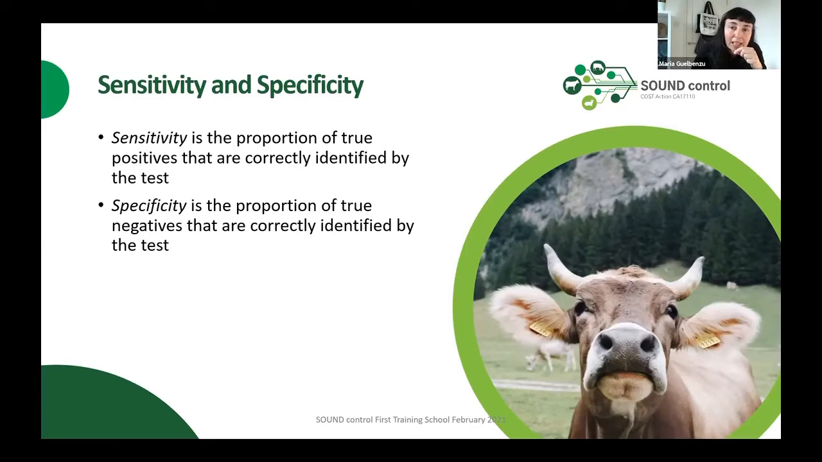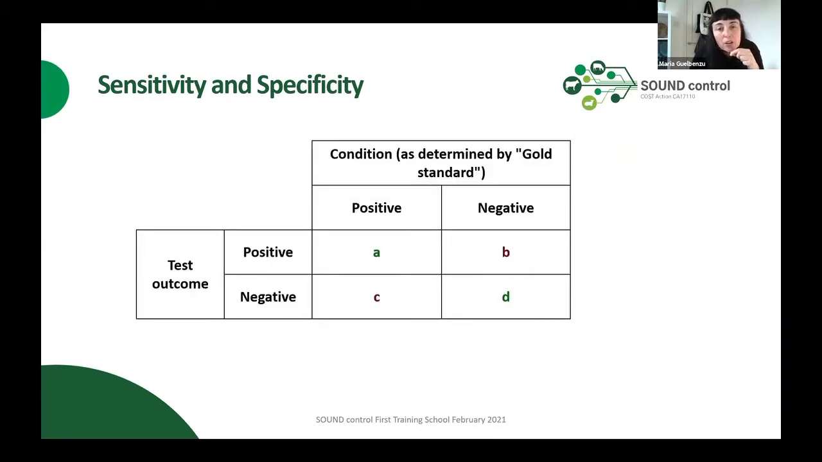So how do we get to these sensitivity and specificity? It is because we compare our test outcome with our gold standard. Diagnostic tests are typically evaluated against this gold standard, which is a test that is absolutely accurate.